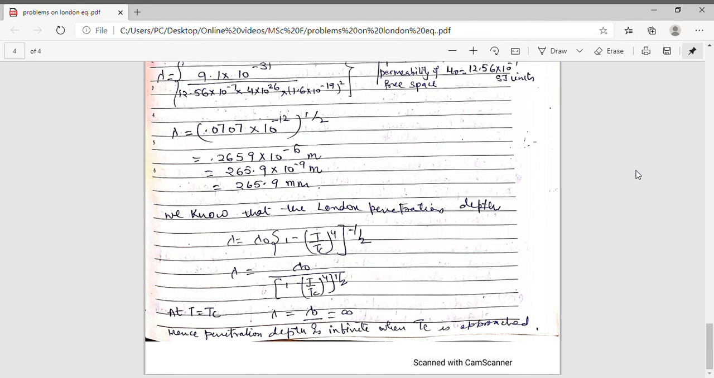These numericals are very important. I hope you have understood what I taught you today, and hope that you will do other numericals of similar type which are based on London penetration depth determination and the determination of density of superconducting electrons.